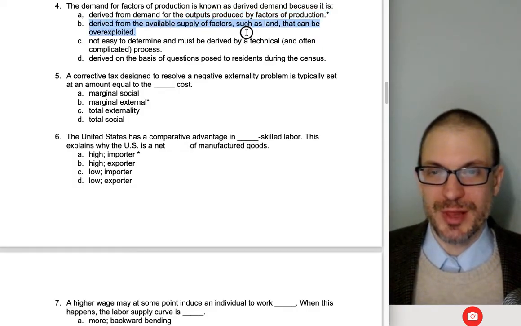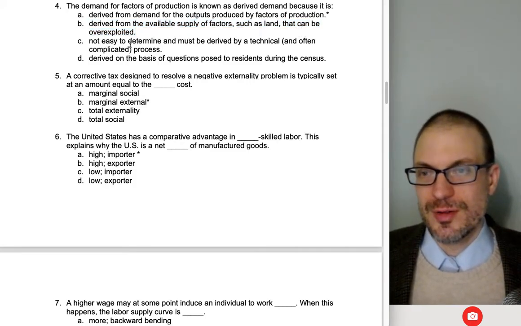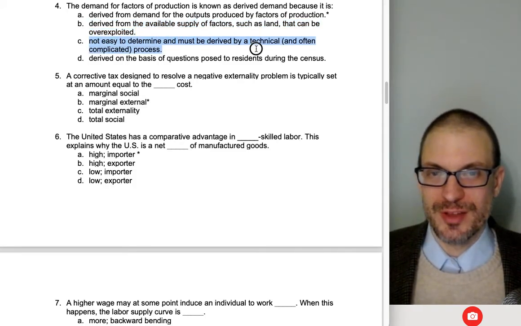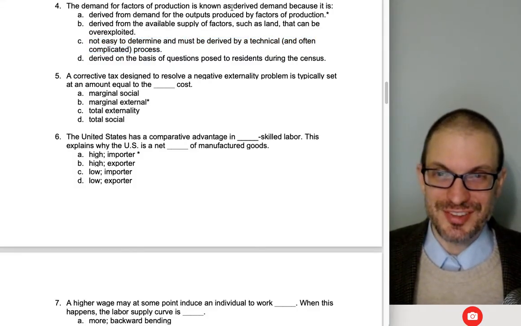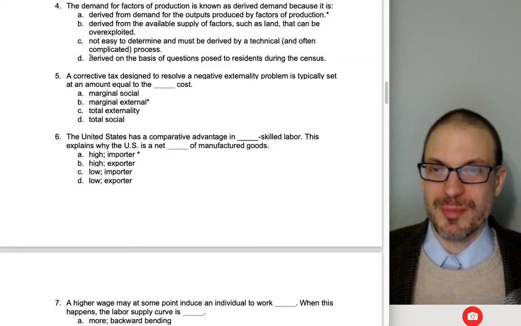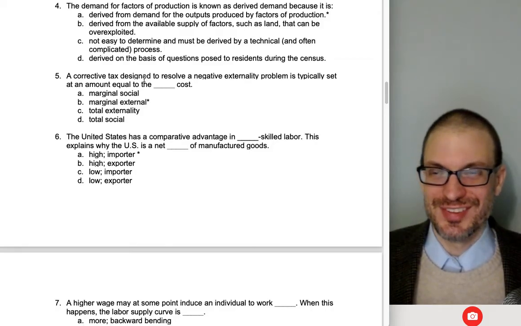Derived from the available supply factors such as land that can be overexploited. No, not easy to determine, must be derived by a technical and often complicated process. Maybe like you think of like derived, like calculus or something. Derived on the basis of questions posed to residents during the census.